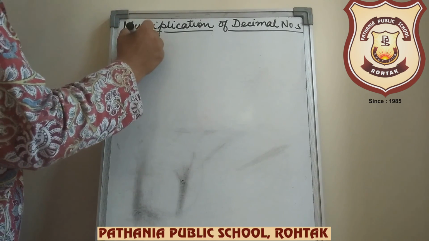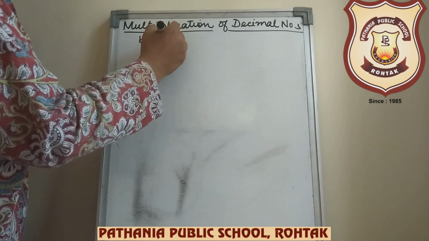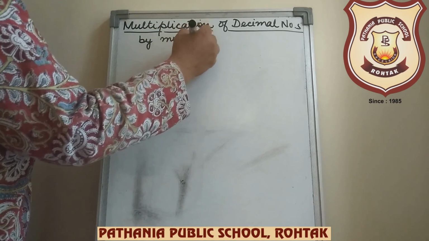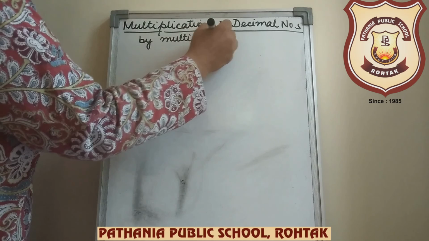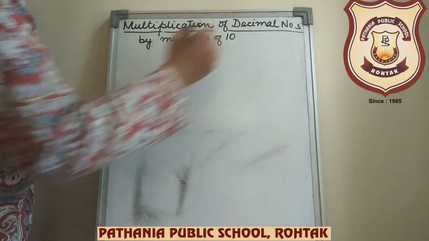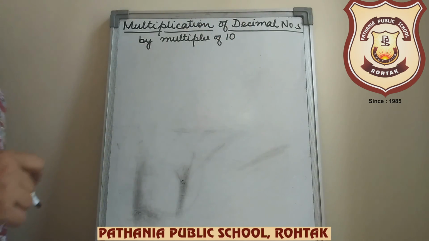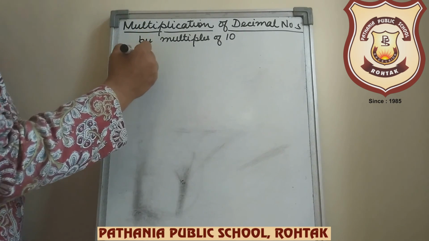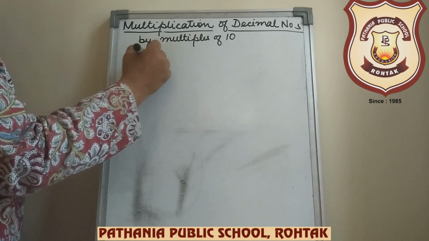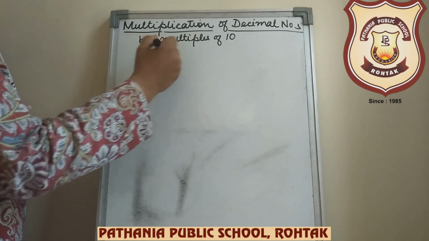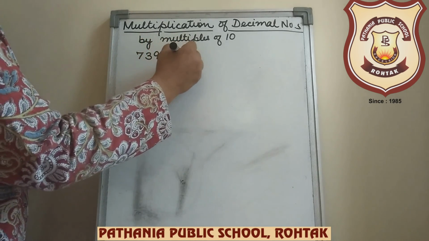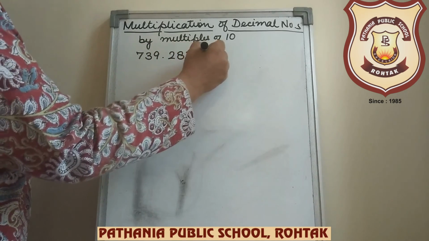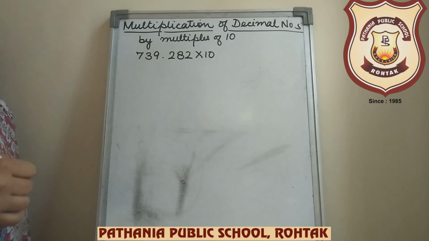First, by multiples of 10. Suppose you have a decimal number 739.282 and this is to be multiplied by 10.